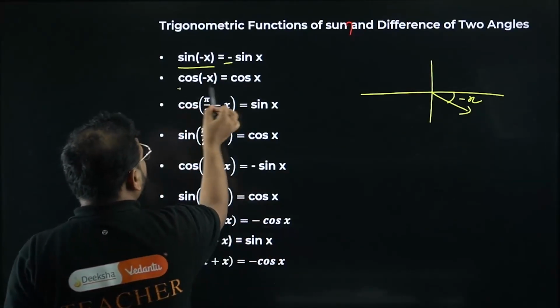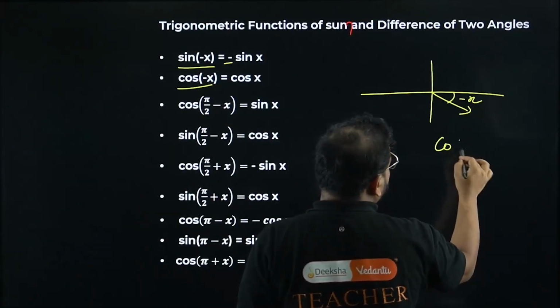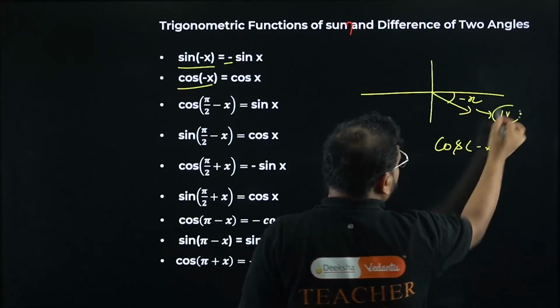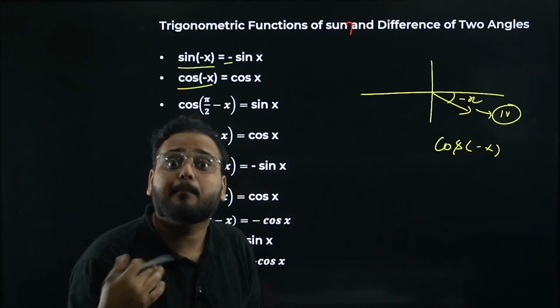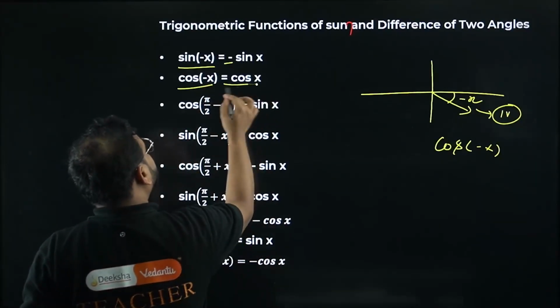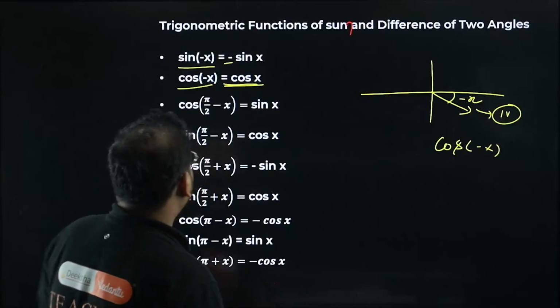What about cos? If we take cos of minus x, this angle minus x is in the 4th quadrant, right? Remember, cos in the 4th quadrant is positive. It means whether you take a minus angle also, it will come out as positive cos x. So positive cos x.